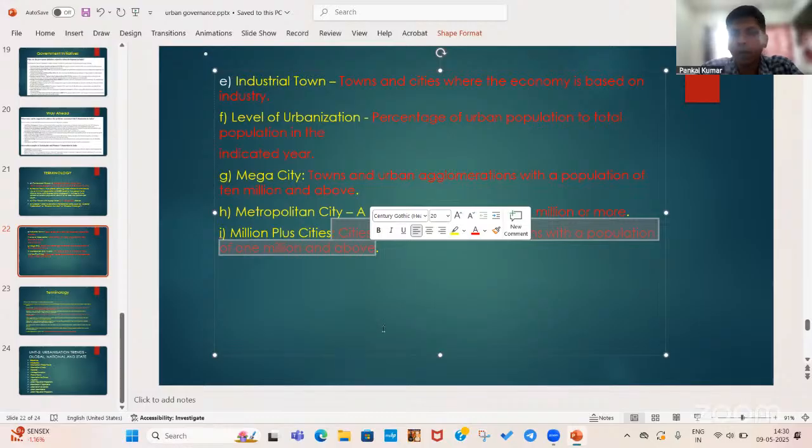And today we have covered unit 1 of this urban governance. Okay, so that is all.